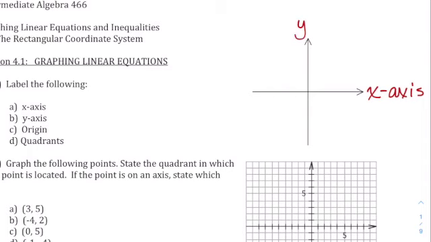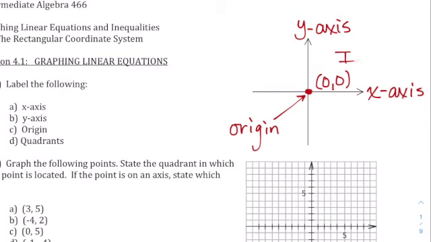Y-axis. And you have the origin as 0, 0. Quadrants start with quadrant 1 and go counterclockwise, so therefore it's C for cookie if you can remember it. 2, 3, 4, and C for cookie. Okay, hopefully that will help.